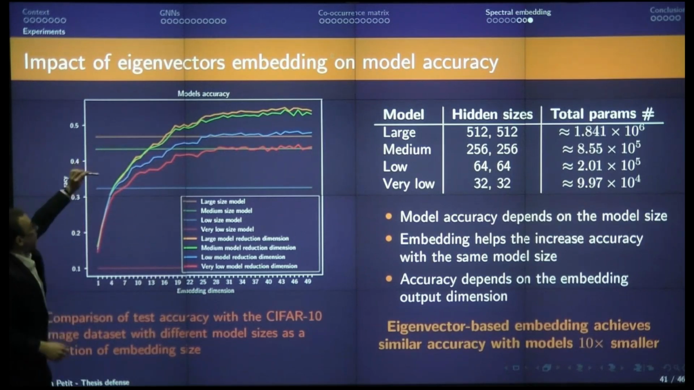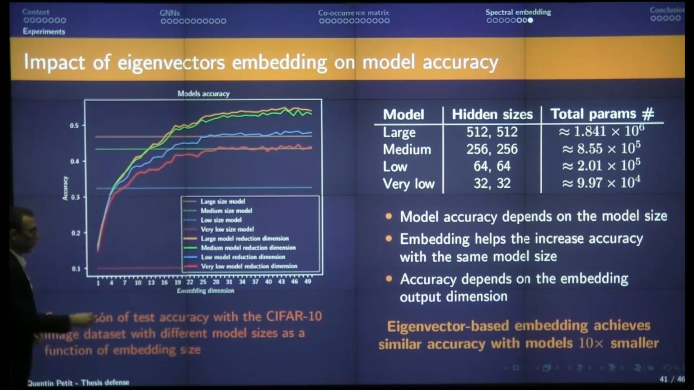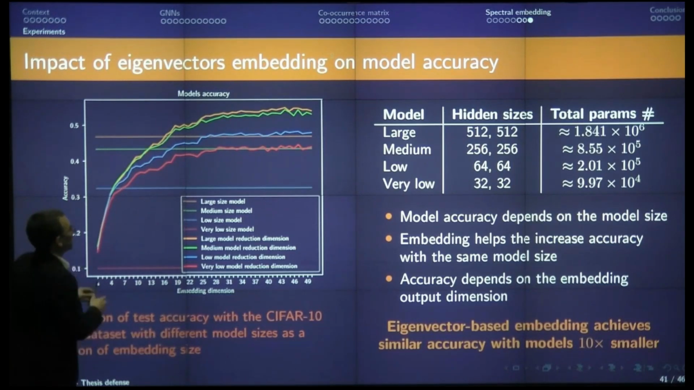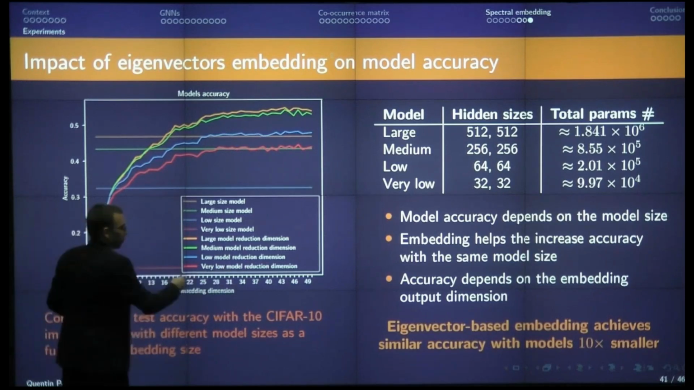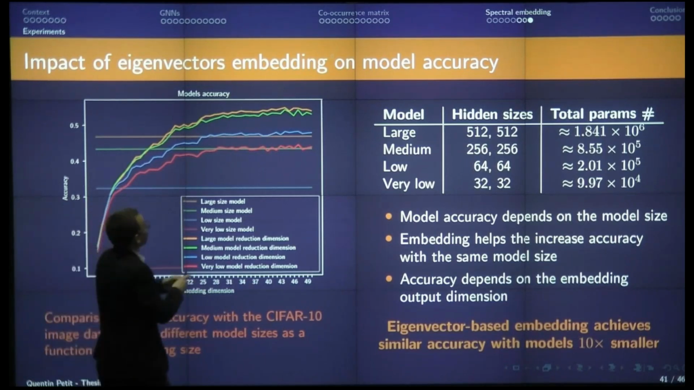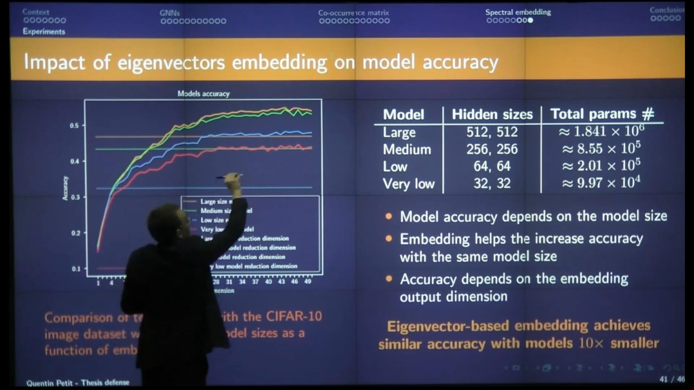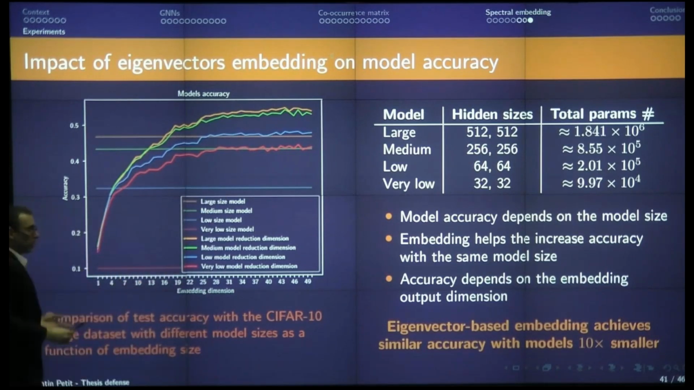So here, the line is the accuracy without any embedding. And here we have the accuracy when we use an embedding, and the curve represents the accuracy with different sizes of embedding dimensions. Here is the number of eigenvectors used to create the representation of the embedding data. We can see on this figure that when you add eigenvectors to create the embedding, the accuracy increases. But when you have enough information to represent the global importance of the data, the accuracy is approximately the same when you add more embedding dimensions.